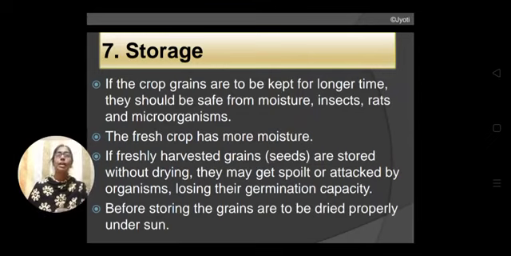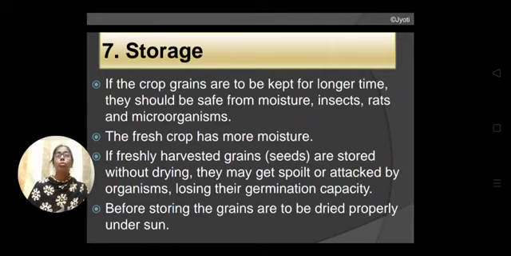into the market. Immediately after harvesting we cannot send it to the market. We have to store it at a place. That's why storage is very, very important. And besides that, some amount of grains should be stored for the next season for growing the crops. So these crop grains are to be kept for a longer time.